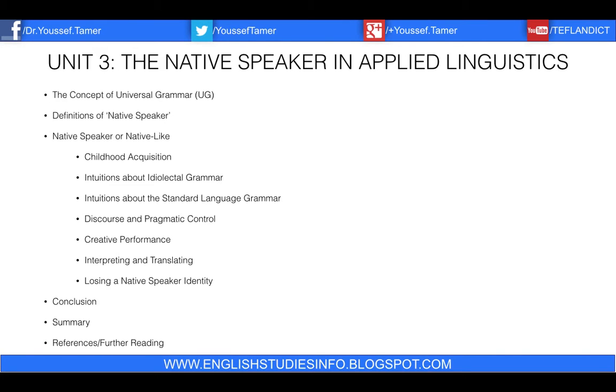In the third unit we will focus on the native speaker. In this regard we will try to define who is a native speaker, what is a native speaker, and who is somebody who is a native-like speaker. What's the difference between the two? And then we'll talk about childhood acquisition, intuitions about idiolect and grammar, because when talking about the native speaker, we need to refer to concepts like universal grammar, etc. Intuitions about standard language grammar, discourse and pragmatic control.